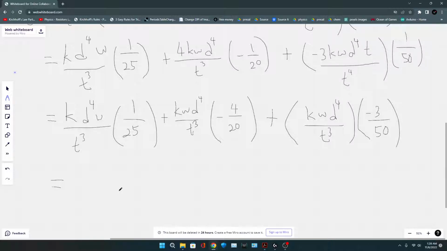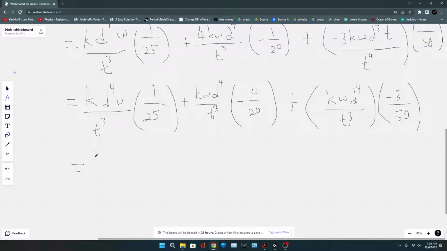Sekarang ni kalau kita tengok betul-betul, kita boleh nampak pattern. Kat sini ada K, kat sini ada K, kat sini ada K. Kat sini ada W, kat sini ada W, kat sini ada W. Kat sini ada D to the power of 4, kat sini ada D to the power of 4, kat sini ada D to the power of 4. Kat sini ada T cube, ada T cube, ada T cube. So kita extract. Kita factorkan dia, keluarkan dia. Sebab dia ada common factor kan. Ni sama, ni sama, ni sama. So ni dengan ni kita keluarkan dia, nanti kita keluar letak sini. So yang ni je yang kat dalam, yang nombor je kat dalam.